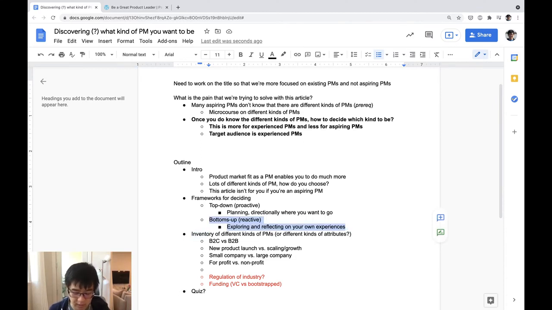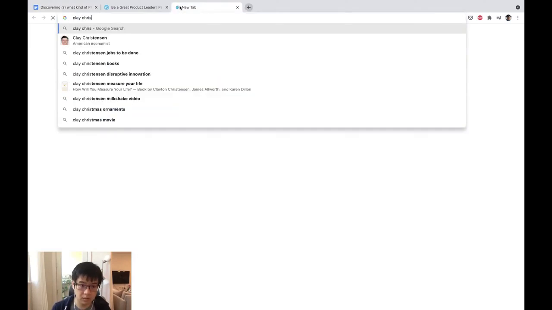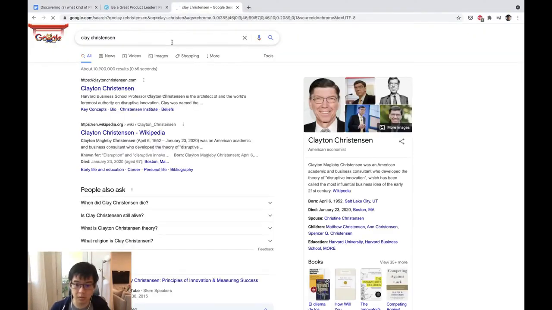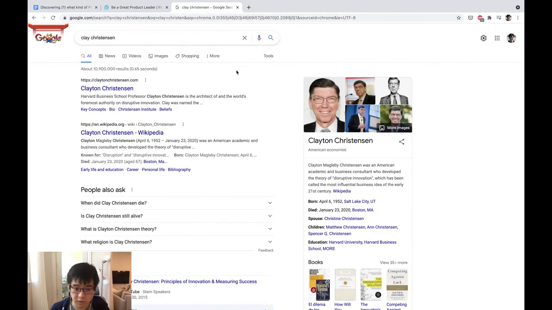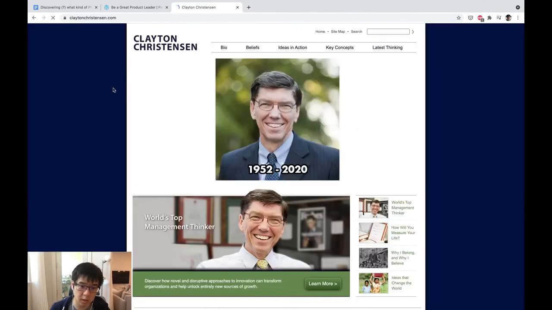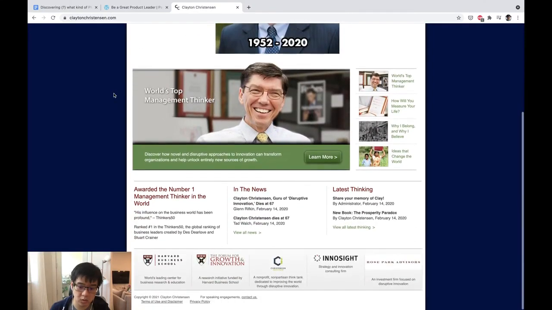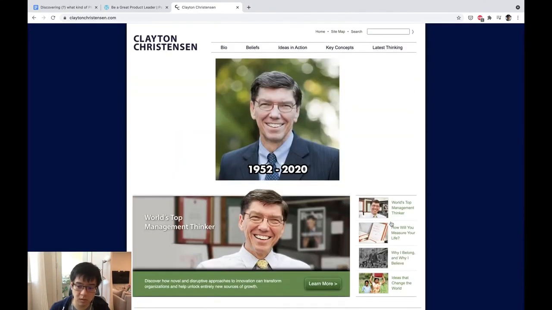And so as an example, Clay Christensen, for those of you who don't know, he was a Harvard Business School professor. Unfortunately, he passed away last year. But he's the one who really focused on disruptive innovation. And one of the things that he was trying to do was this How Will You Measure Your Life here, which, by the way, is a really, really solid book.